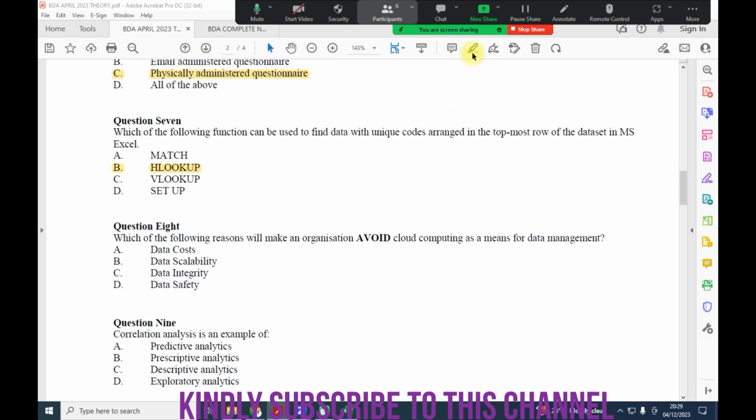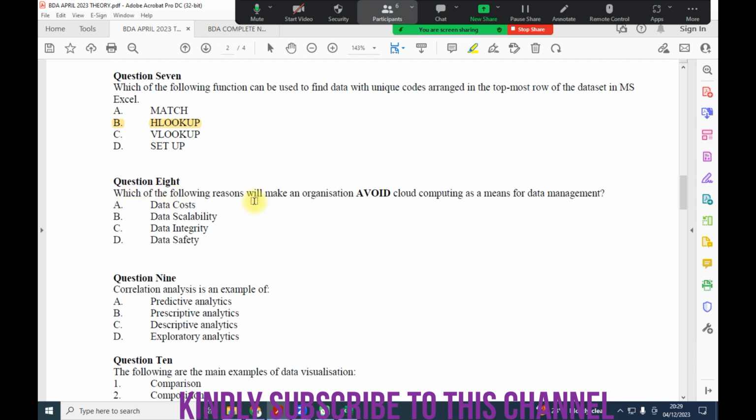So now we continue. That's where we stopped in the previous lesson. Today we are continuing from question number 8. Question number 8 says: which of the following reasons will make an organization avoid cloud computing as a means of data management?